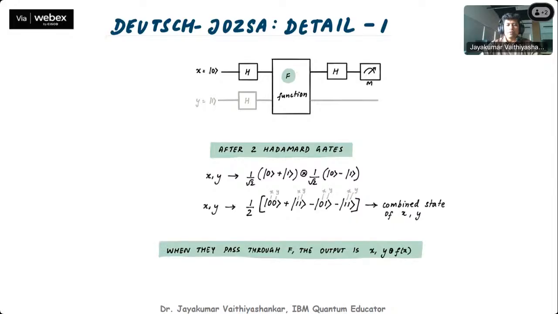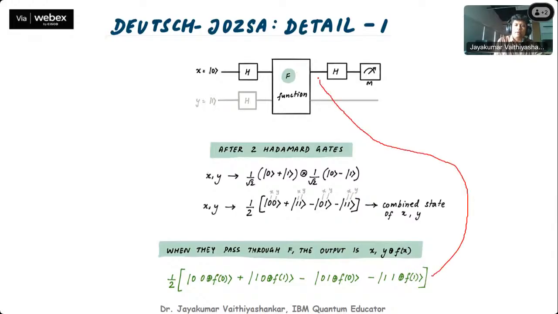When you pass through the function x comma y XOR with f of x, you'll get state 0 0 XOR with f of 0, plus state 1 0 XOR with f of 1, minus 0 1 XOR with f of 0, minus 1 1 XOR with f of 1. If we do for the whole probability, it is divided by 1 by 2. Okay, this is the output when you pass the whole function. This is the output state we will get after this function.